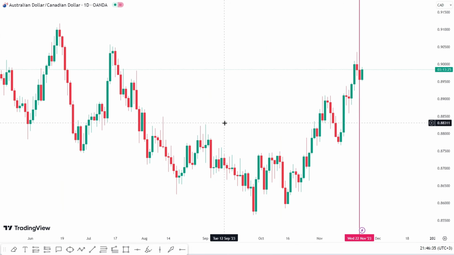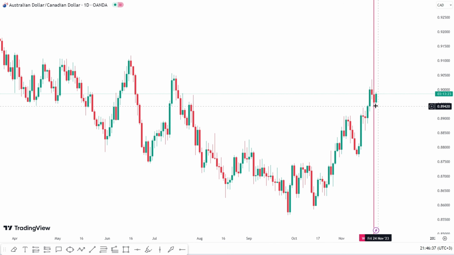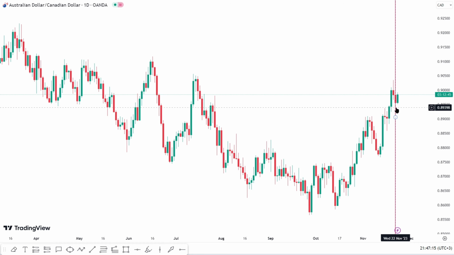So going back to the strategy, we've already determined that we'll be looking for a short position on Wednesday. Doesn't mean you must take a sell trade on Wednesday. It simply means that Wednesday is qualified as a good day to take a sell trade.